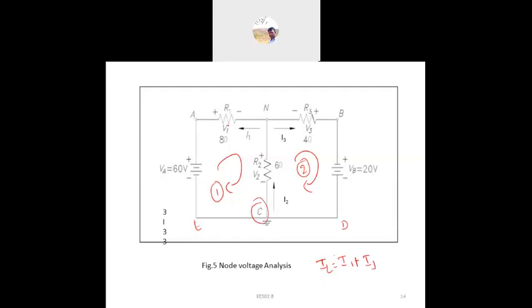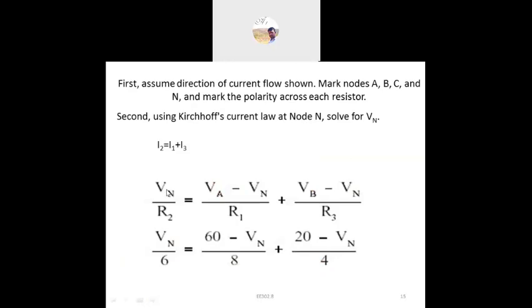The voltage across the resistor R1 is V1, the voltage across R3 is V3, and the voltage across R2 is V2. From Ohm's law, V equals IR, so we write I is equal to V by R for each resistor, that is I1, I3. For the node resistance, Vn by R2, we take each resistance.